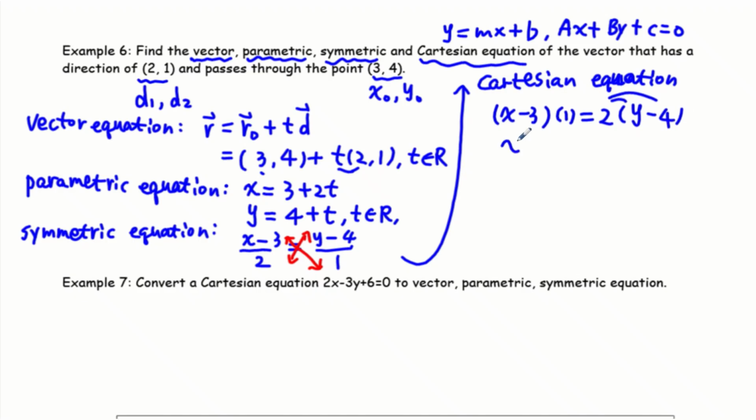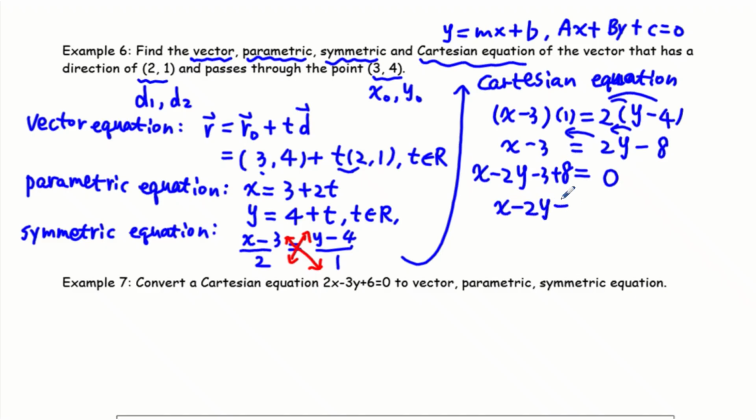Expand, we have x minus 3 equals 2y minus 8. Then move everything to the other side. If it's standard form, x minus 2y minus 3 plus 8, so x minus 2y plus 5 equals 0. So this is a standard form. We could just stop here.